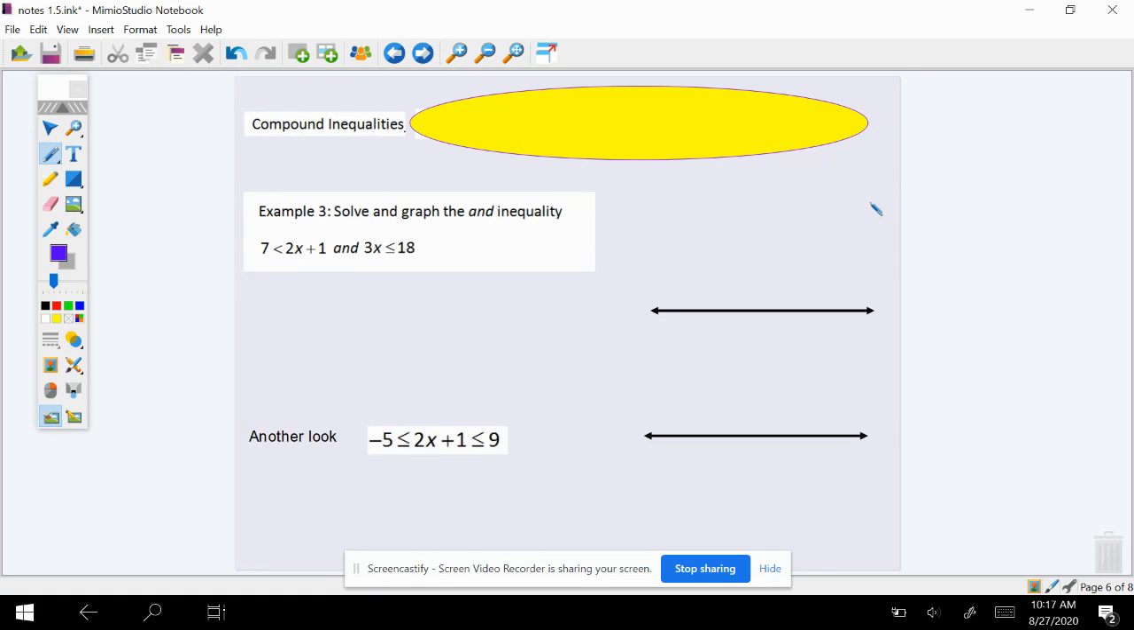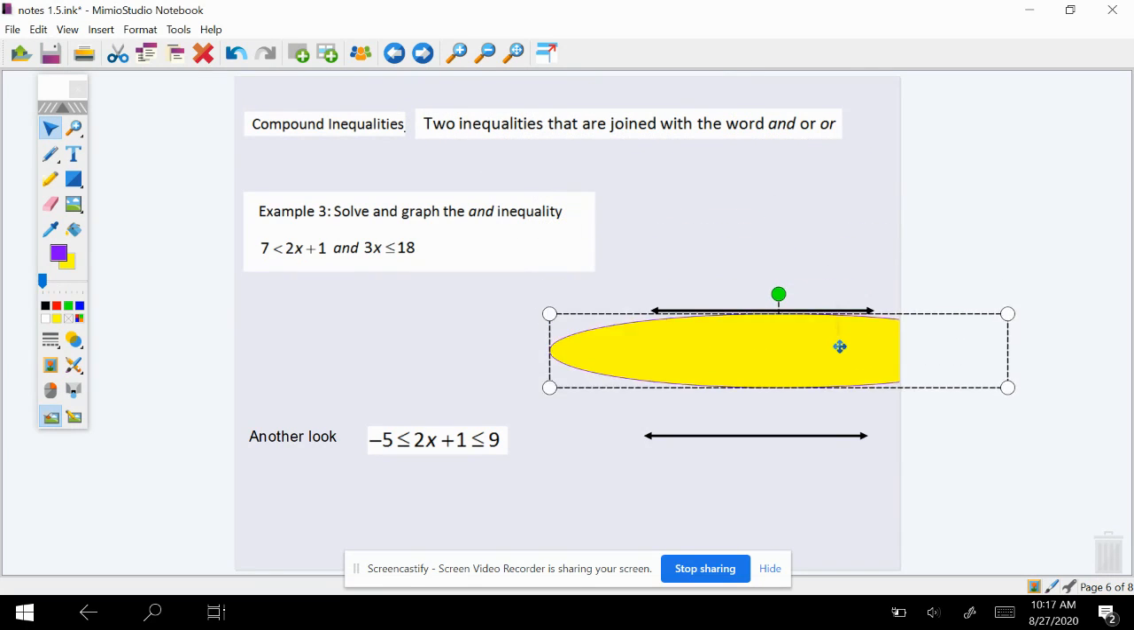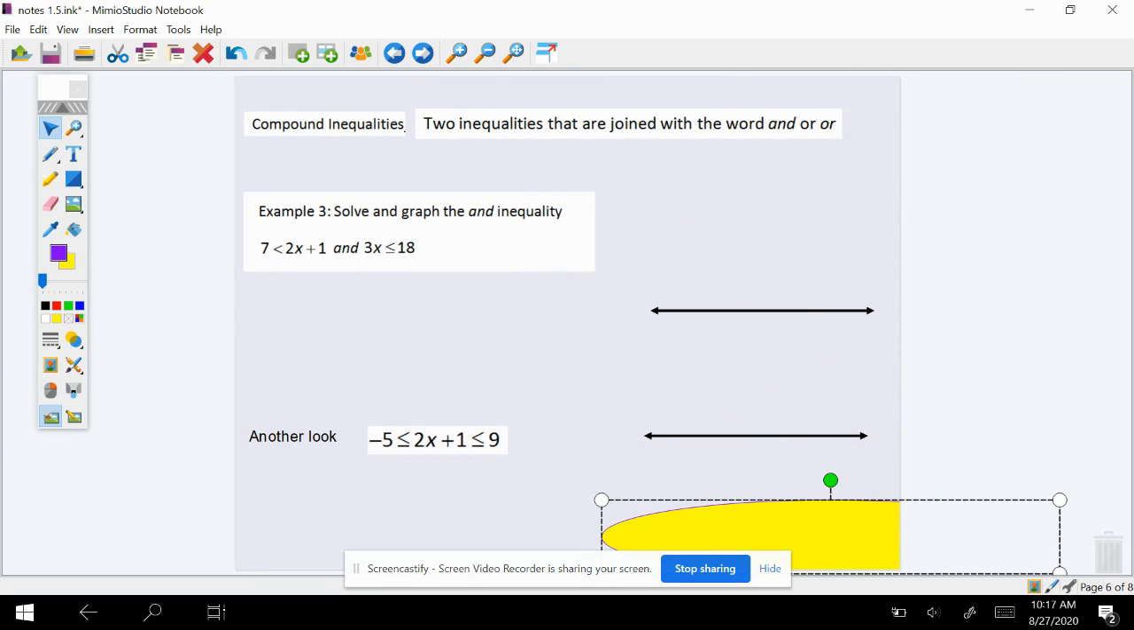So the first part of 1.5 was focusing on single or simple inequalities where you had a less than sign or a greater than sign or less than or equal to, but you only had one of those. So now we're going to talk about a compound inequality. The word compound means multiple, like a compound sentence has multiple parts. Compound inequality means that you're going to have more than one inequality. So for example, when it's written, you're going to see the words and or the words or.